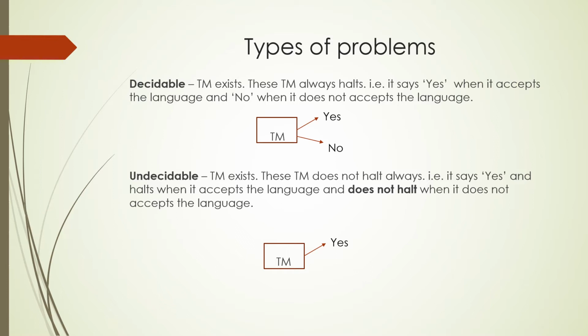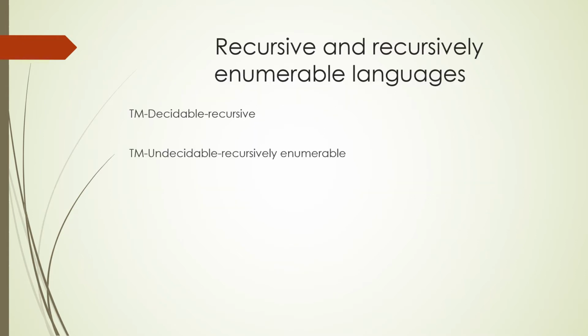But in case of an undecidable problem, here also we have a Turing machine, but the Turing machine does not always halt. It can halt only if it accepts the given input string, so it can produce only the output yes. If it could not accept the given input string, then it will be in an infinite loop, which means it does not halt. From the given diagram itself, we can identify whether the given problem is decidable or undecidable. Depending upon these two problems, the languages can be split into recursive and recursively enumerable languages.